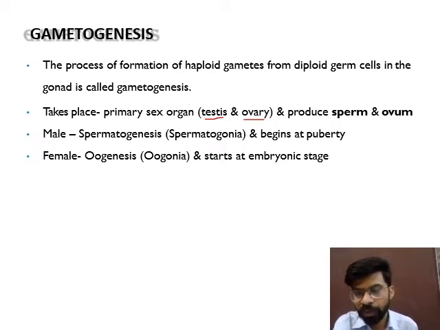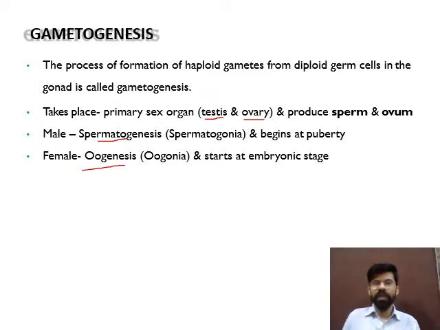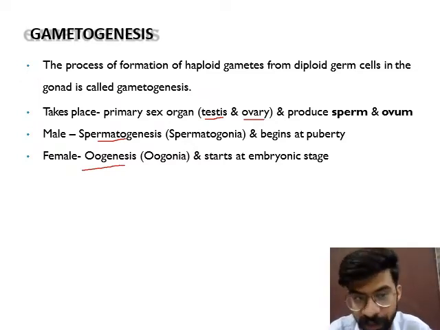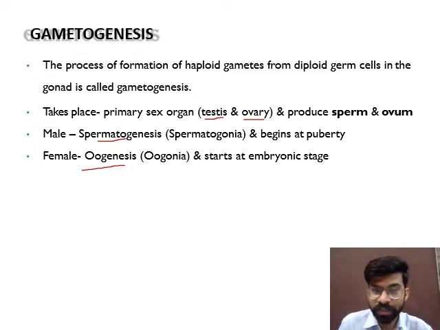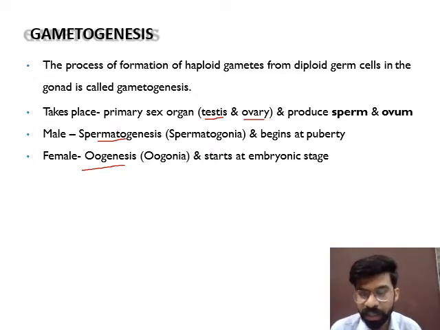The process of formation of sperm is known as spermatogenesis, and the process of formation of egg is known as oogenesis. And there is an interesting difference between male and female reproductive system. The sperm formation takes place when the male gets mature, when the male attains the puberty age, then the sperm formation will take place.